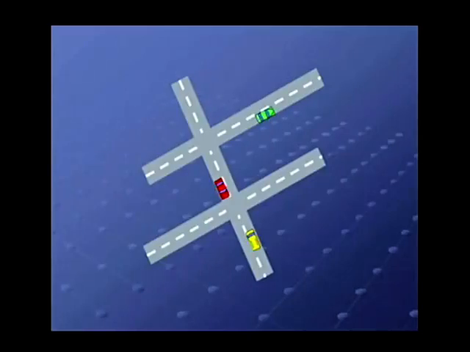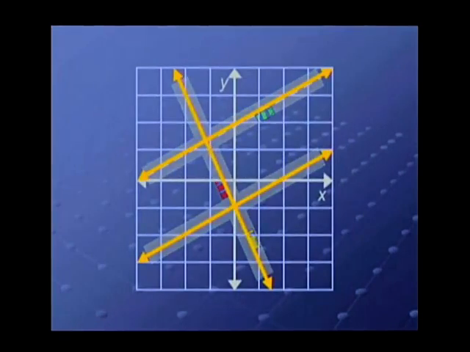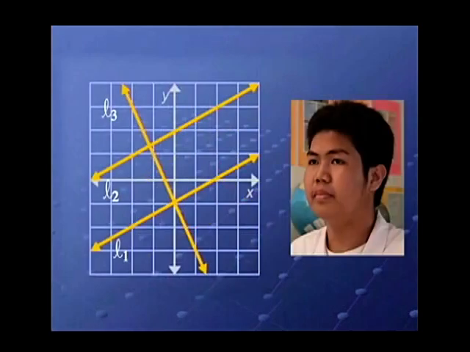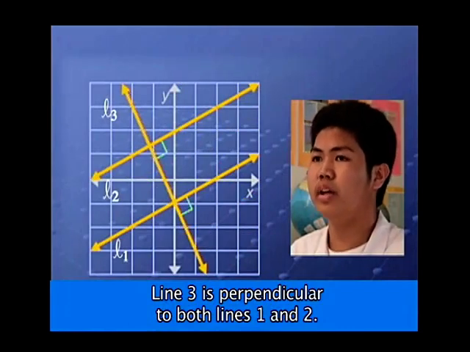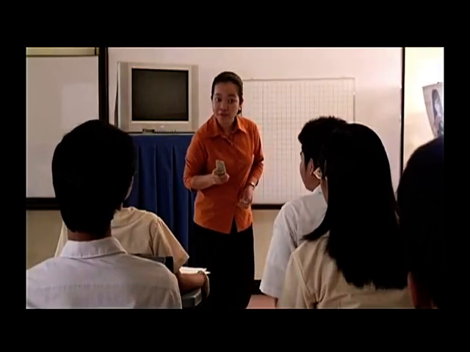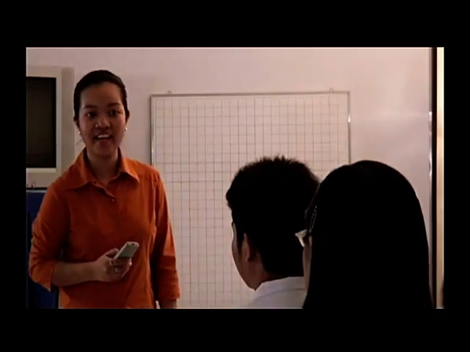Now, I've taken the liberty of representing these streets as lines on the coordinate plane. Which lines are perpendicular and which ones are parallel? Ma'am, line 3 is perpendicular to both lines 1 and 2. And lines 1 and 2 are parallel. You're both correct. Now, could someone give me the equation of each line? Let me try, ma'am. Okay, go ahead.